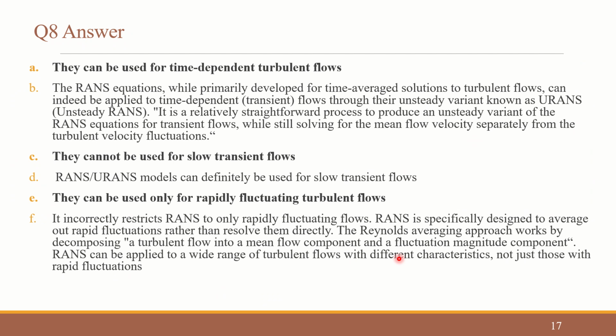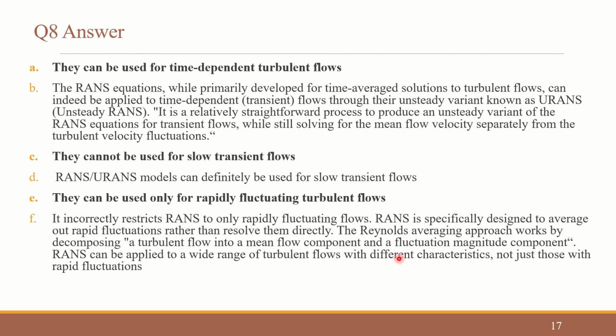So what this problem statement is saying is that RANS can only be used for rapidly fluctuating turbulent flows. It is incorrectly restricting the usage of RANS to these particular flows, because RANS is specifically designed to average out the rapid fluctuations rather than resolve them directly. We are not resolving any fluctuations arising from the flows, rather we are just averaging them. So that is the methodology behind RANS.